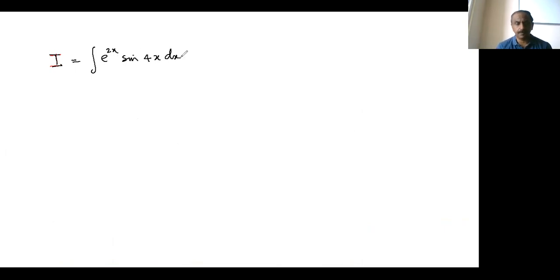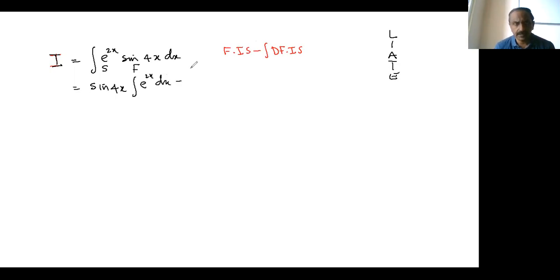Here we can apply integration by parts, our normal method. What was our LIATE? So exponential is last. So this has to be the second function, and this has got to be the first function. So first function, first into integral of second, minus integral of derivative of first into integral of second, all into dx.